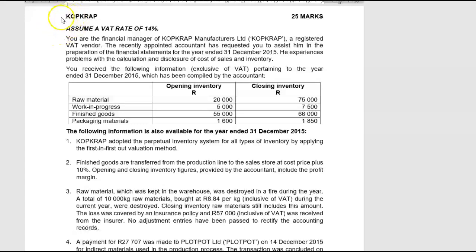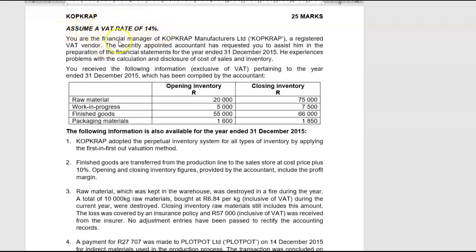Kopkrap, for those who don't understand Afrikaans, it means scratching your head. Now, hopefully we don't have any lice or any disgusting things going around. This is just, I'm scratching my head because I don't know what's happening. And at the end of the day, it's actually a very easy question. So there's not a lot of scratching of head going along.